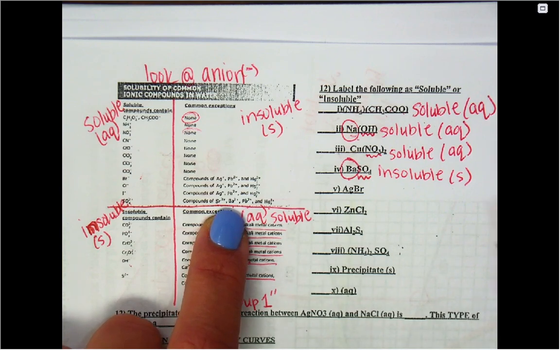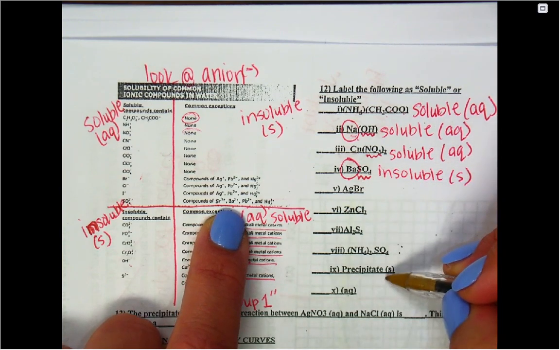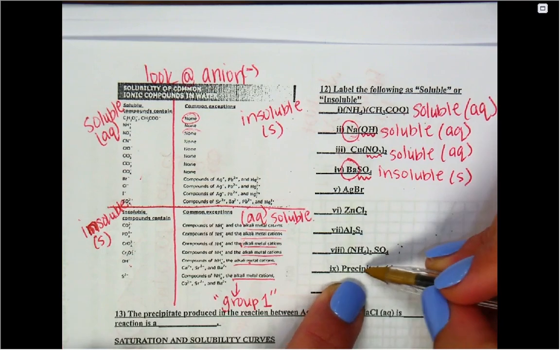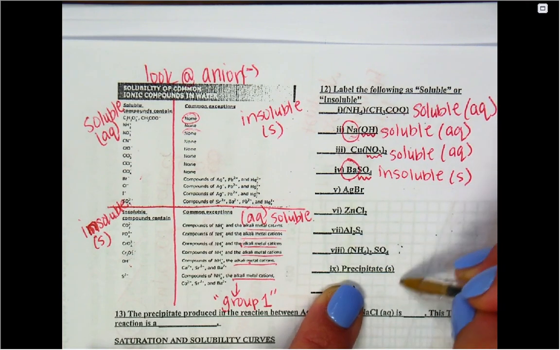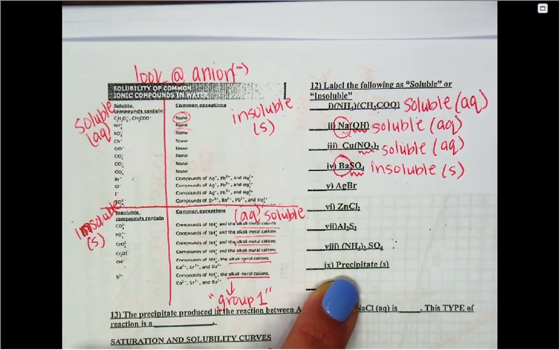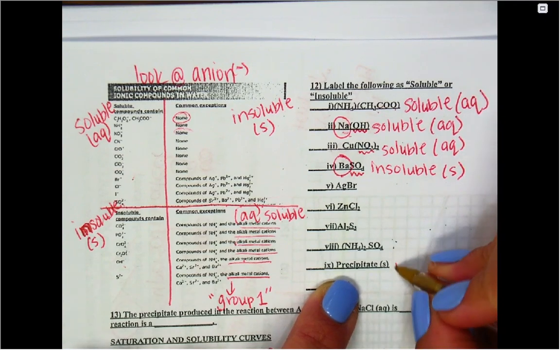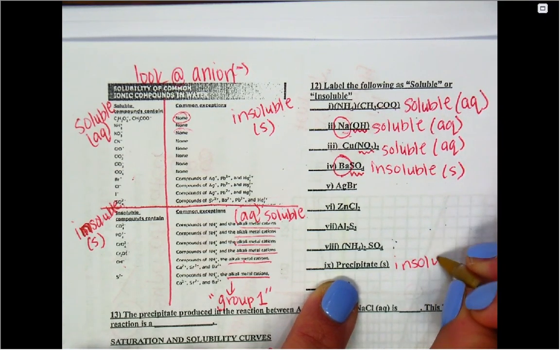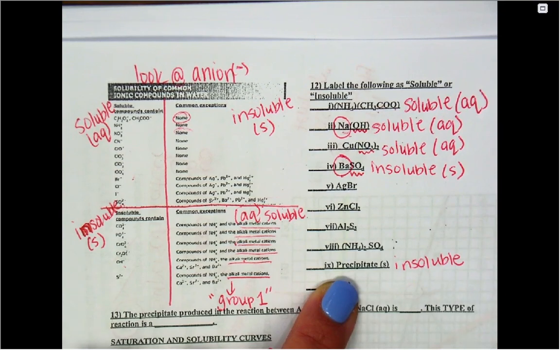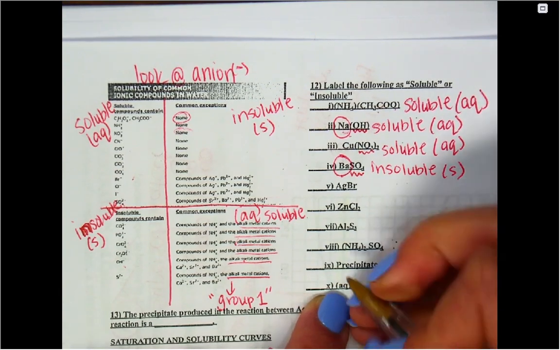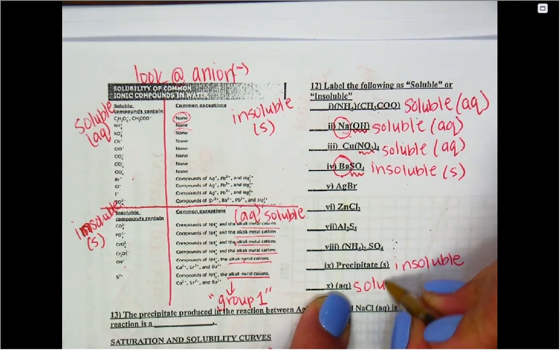Okay. Kind of looking ahead down here at precipitate. What are we going to say for that one? It's solid. So is that insoluble or soluble? Insoluble. And then aqueous means that it is soluble.